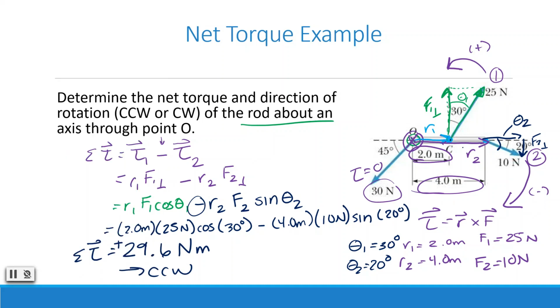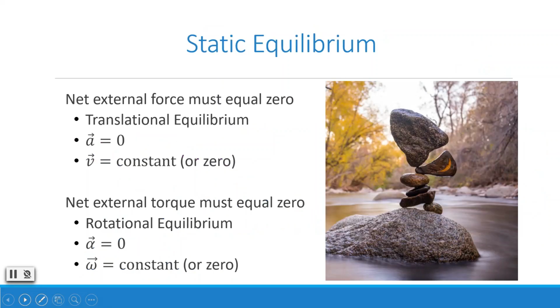So that is how you solve a net torque problem. So we can then define static equilibrium. If you're in static equilibrium, then two things have to be true. You have to be in both translational equilibrium and rotational equilibrium.